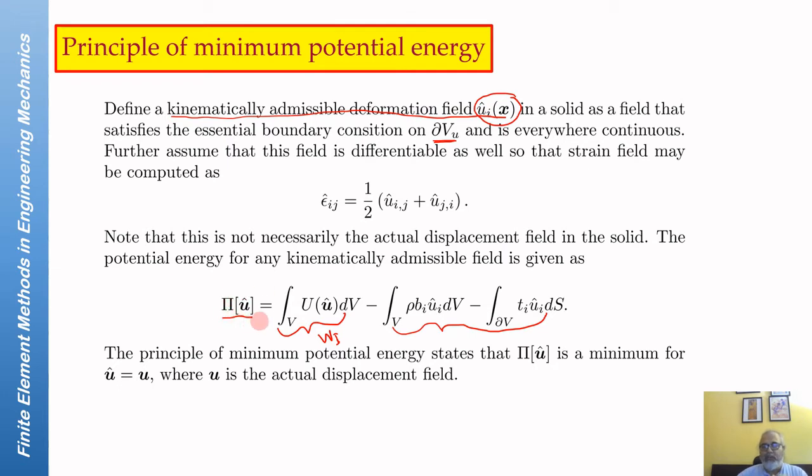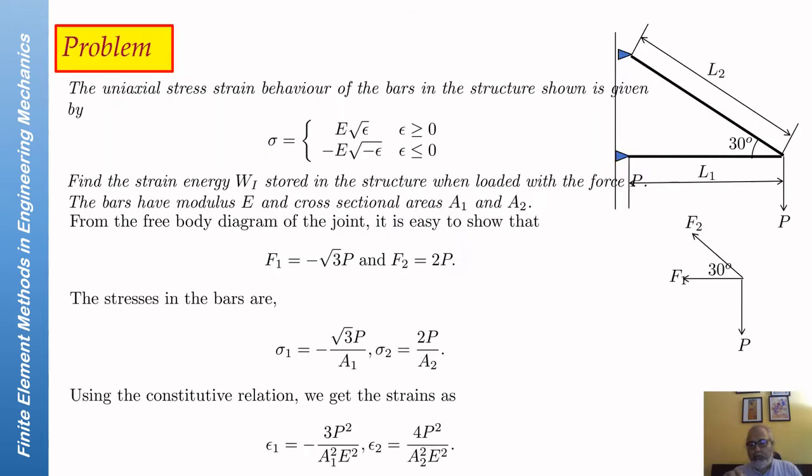The potential energy will be a minimum for u hat equal to u, where u is the actual displacement field. So this is a very, very powerful theorem, and we will showcase its power quite a bit in the days to come. But now I will do a small problem just to show you that this basically allows me to guess a solution to a particular problem. So let's see.